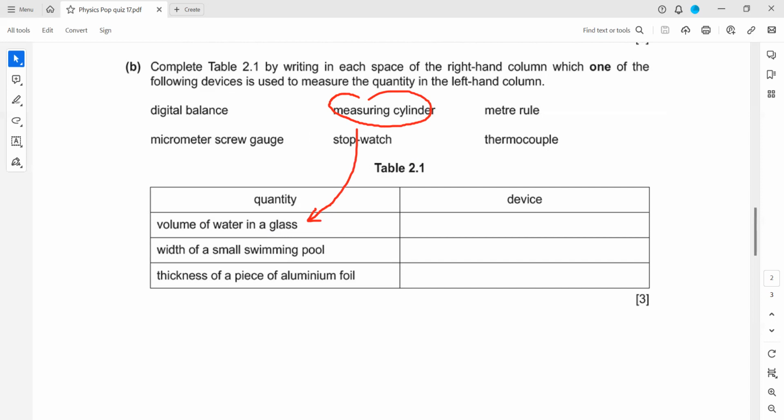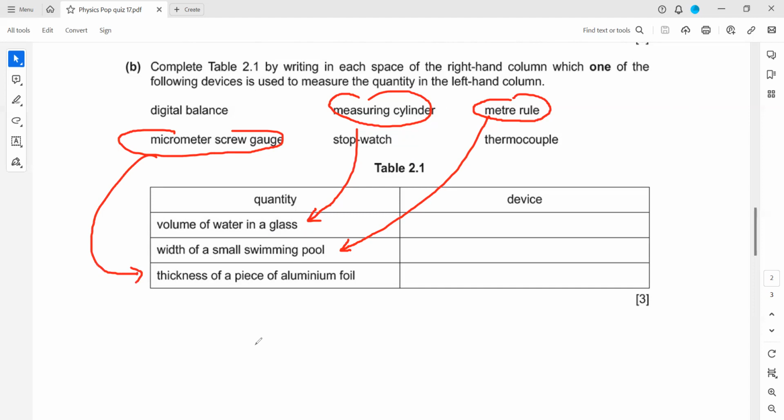If you want to measure the width of a small swimming pool, so if we want to measure the length, micrometer is for a short length, like a smaller length or size, so we need a meter rule for that. And if you want to measure the thickness of a piece of aluminum foil, so aluminum foil is not very thick, so we can use a micrometer for that. So for short length, micrometer; for longer distances, meter rule, or if a measuring tape was there, we can mention that as well.